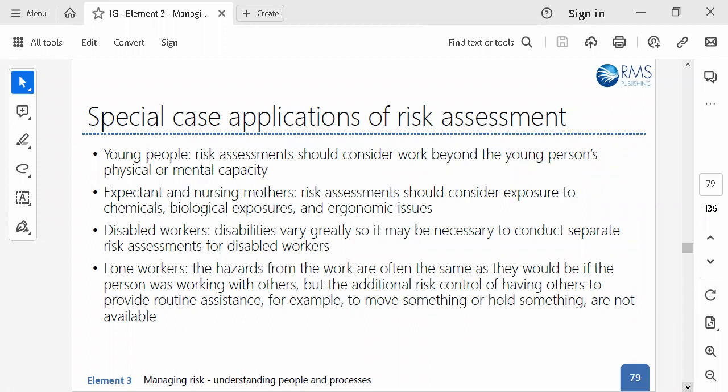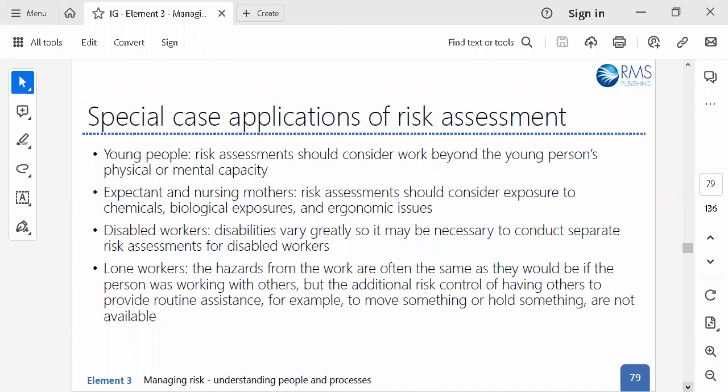biological exposure, or ergonomic issues. As expectant or nursing mothers, they are very near to risk. We need to consider them during our risk assessment. We need to prepare special factors for them. For example, if there's any emergency, how will we protect those expectant or nursing mothers, or which activities are not allowable for them.